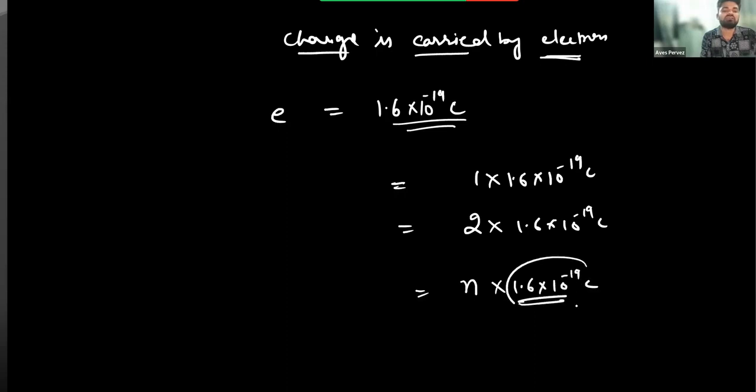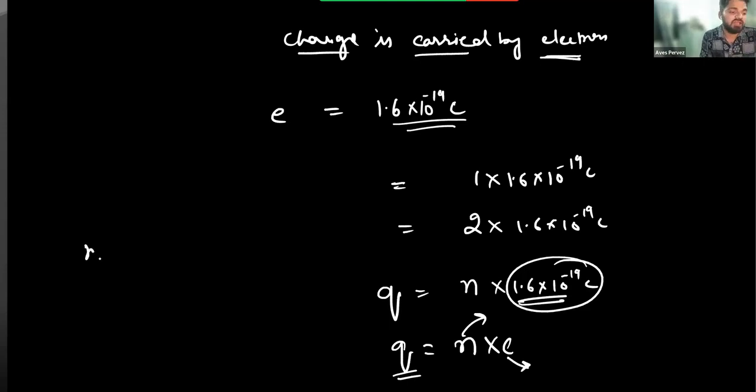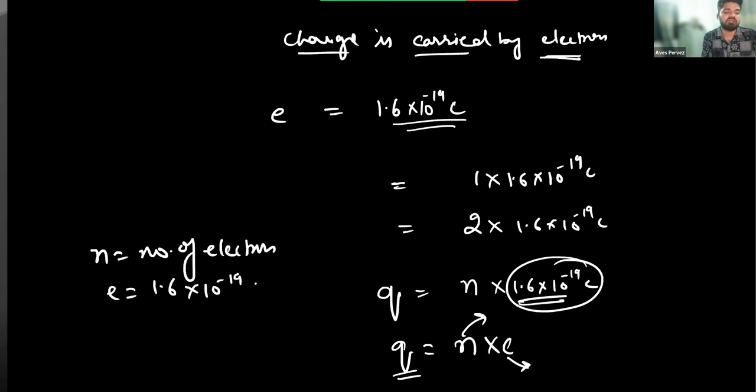This is what we call the charge of an electron. The total charge flowing through a conductor can be defined as Q equals n into e, where n is the number of electrons, e is the charge of an electron, that is 1.6 into 10 to the power minus 19 coulomb, and Q is the total charge.